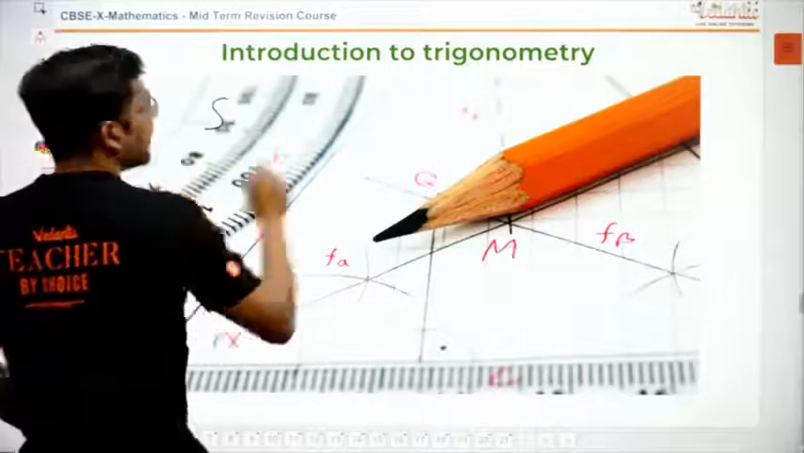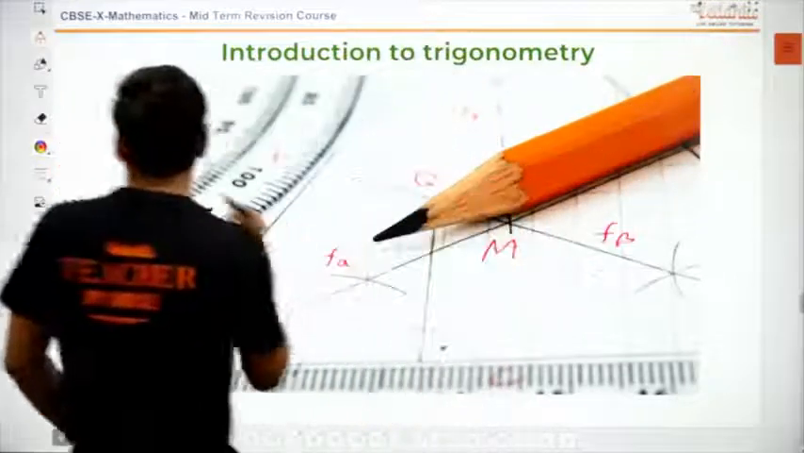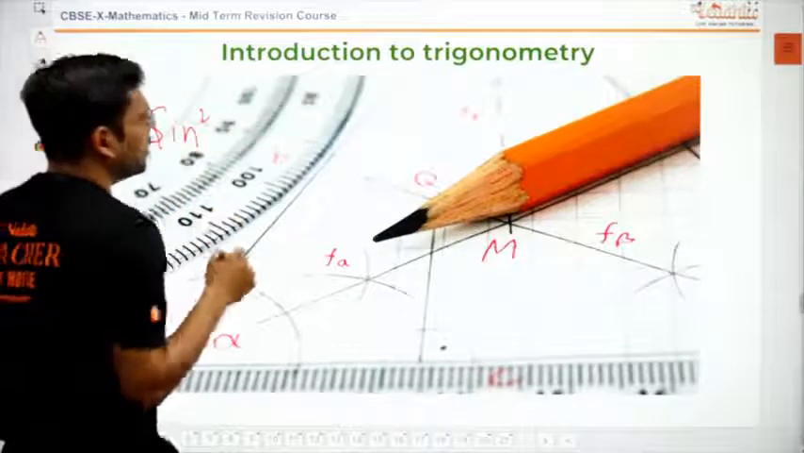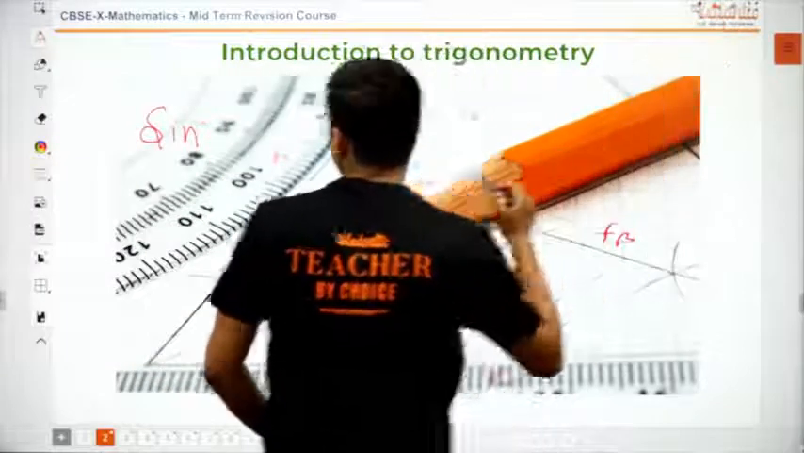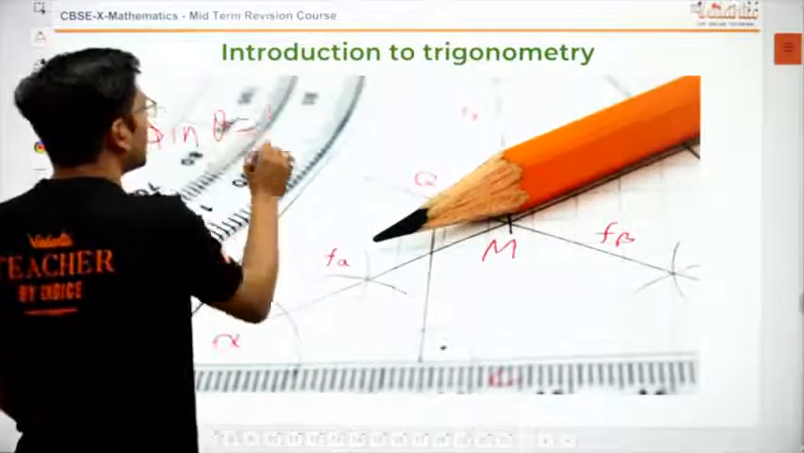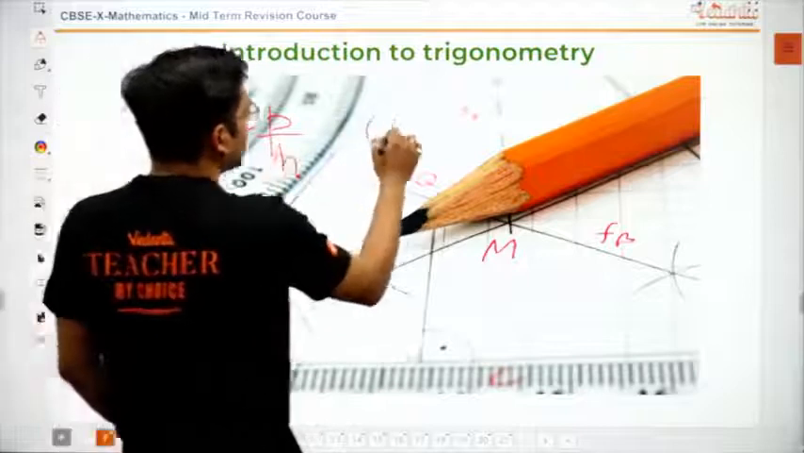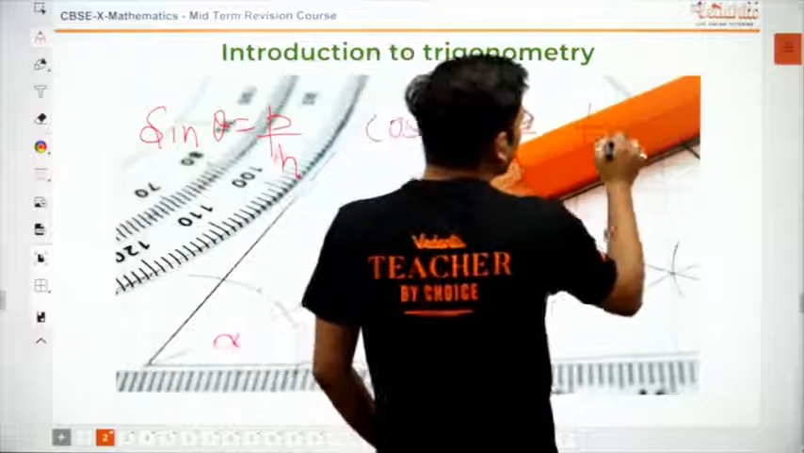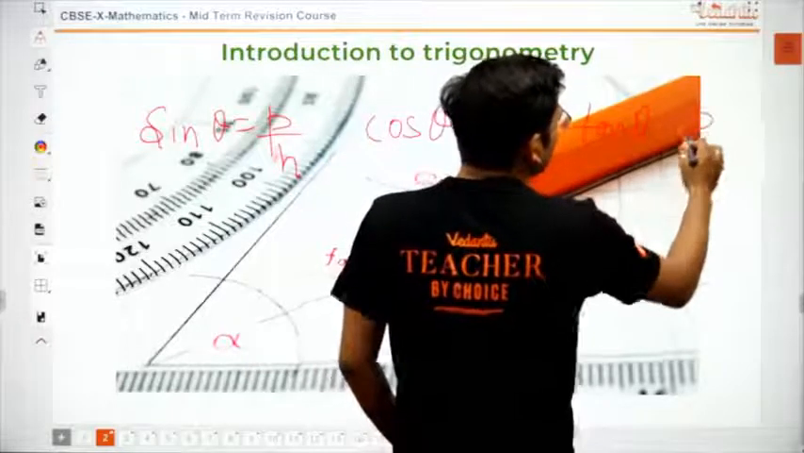I will remind you guys. Now just pay attention with me. I had written in the previous class: sin theta is equal to P upon H, cos theta is equal to B upon H, and tan theta is equal to perpendicular upon base.